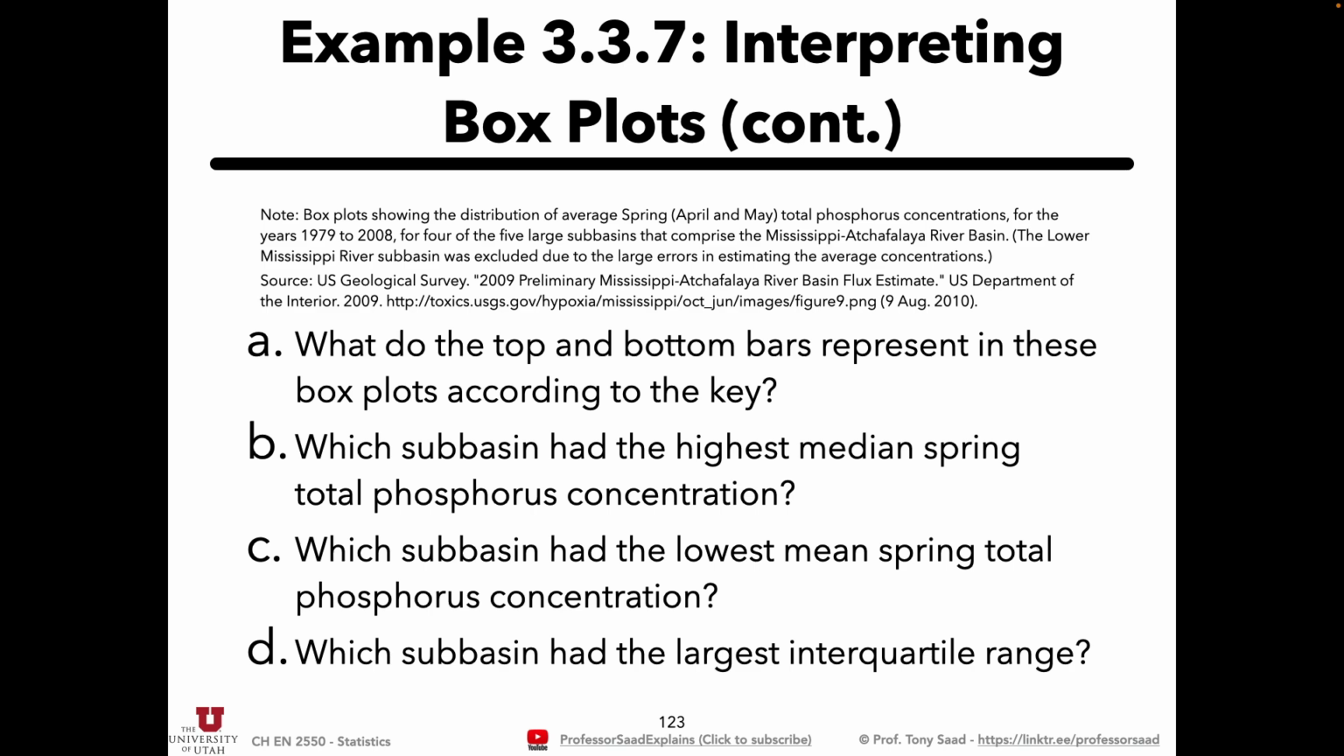Okay. So in what follows, I'm going to show you a bunch of data, box plots showing the distribution of average spring, so April and May, total phosphorus concentrations for the years 1979 to 2008 for 4 of the 5 large sub-basins that comprise the Mississippi River Basin. So what they've done, every year they've taken the average phosphorus concentration in spring. They're probably measuring every day in April and May, and they average the whole thing. So you get 1 data point per year for each basin.